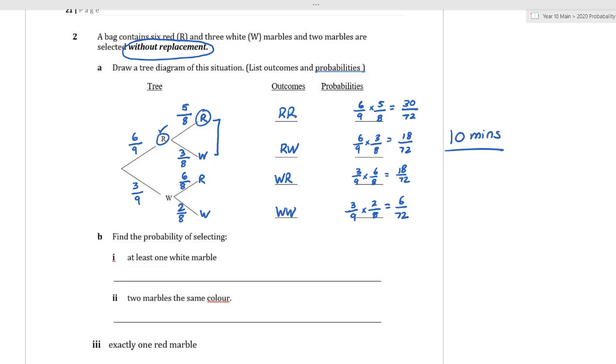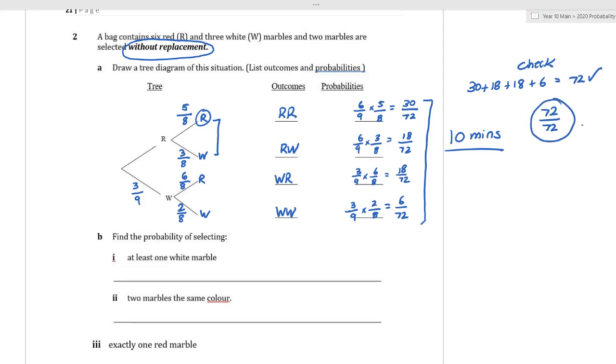Now, the question is, when we get to this stage, are we right? Well, a good check would be that these all add to 1, or 72 out of 72. The question is, does 30 plus 18 plus 18 plus 6, what does that equal? Well, we've got 30 plus 36 is 66 plus 6 is 72. Yes, we've just checked that all of those probabilities add to 72 out of 72. That's everything. So it's a pretty good idea that, yes, I'm correct.